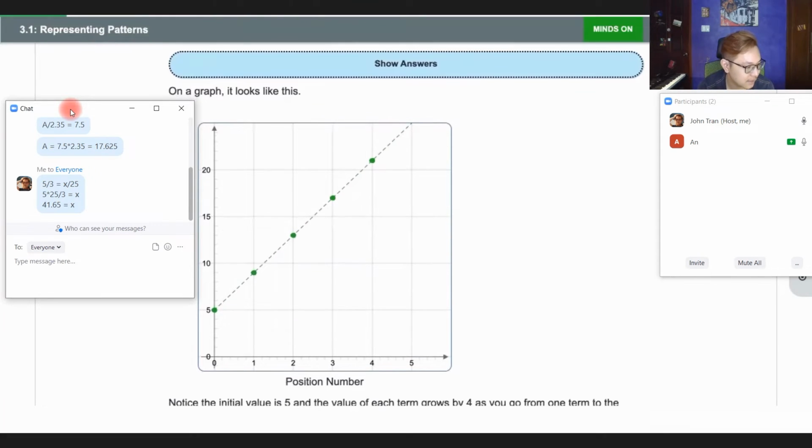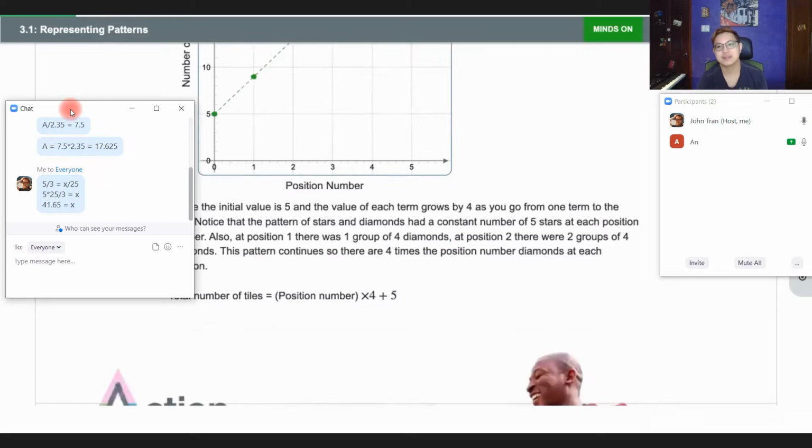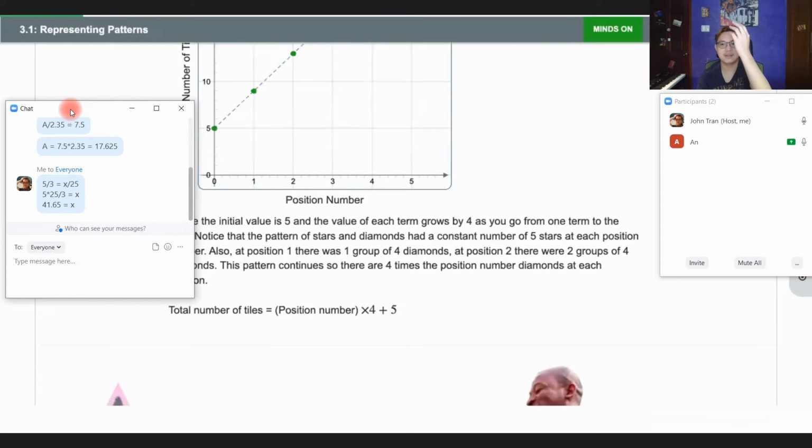So that is what they call a linear equation, because they just increase by a fixed amount, right? Yes. Like increase by 2, by 2, by 2, by 2. Okay, in this one, the initial value is 5, and the value of each term grows by 4. Just like 5, 9, 13, 17. It's like increasing by 4 after each jump. Yes.